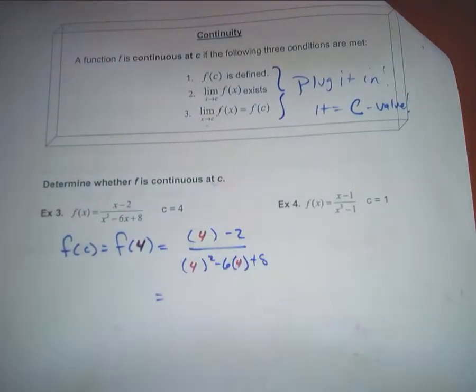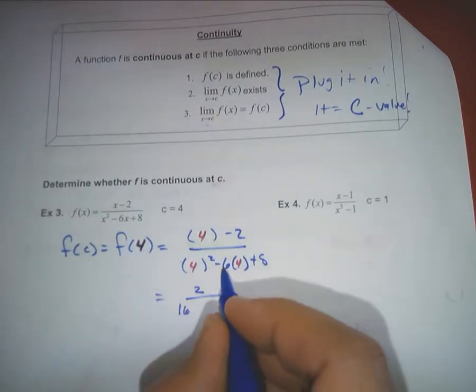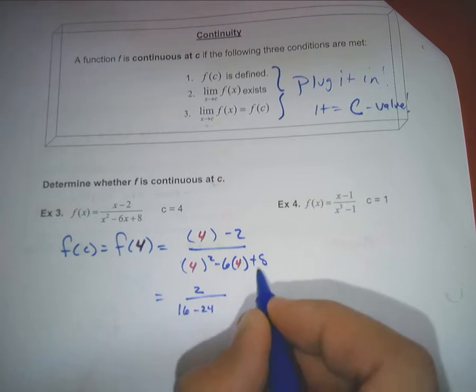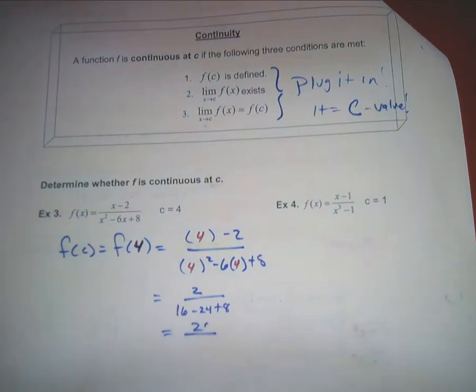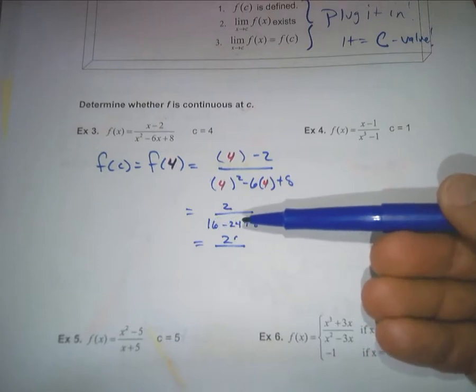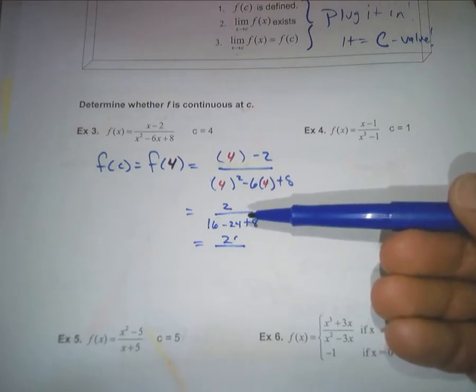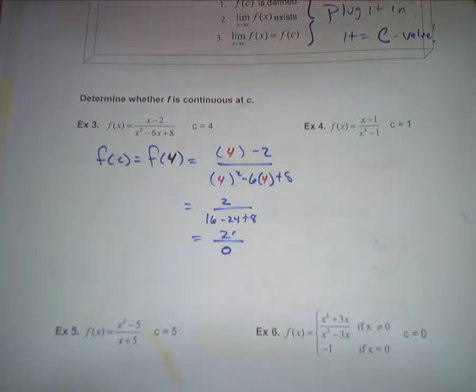On top, I got 4 minus 2 is 2. On the bottom, I get 4 squared is 16. Negative 6 times 4 is negative 24. And then plus 8. So we end up with 2 over, and what's 16 minus 24? Negative 8 plus 8 is 0. Well, what happens if you have 2 Snickers bars and you want to divide them into 0 groups? What do you get? You can't divide into 0 groups. It's impossible. So it's undefined.